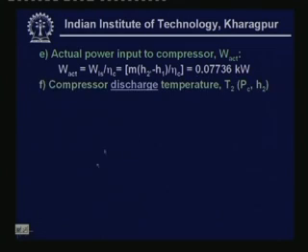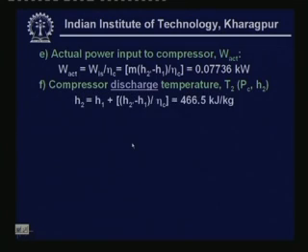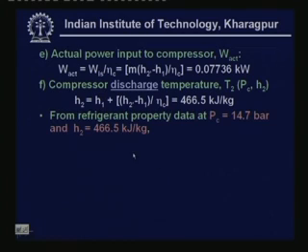Compressor discharge temperature. Discharge temperature can be obtained because we know that at the compressor discharge the pressure and enthalpies are known to us. So, using the pressure and enthalpy data, we can find out the compressor discharge temperature, and this is found to be 89.97 degrees centigrade.